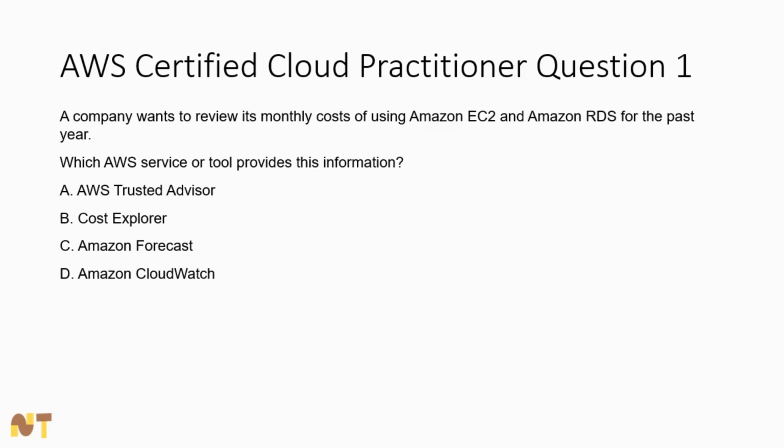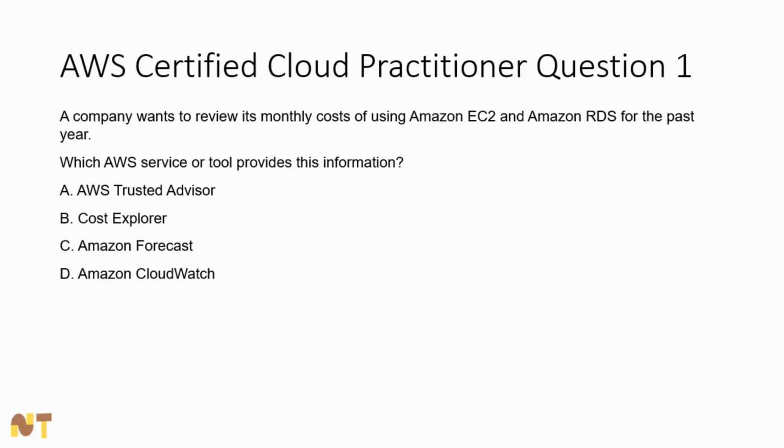Trusted Advisor inspects your AWS environment and provides recommendations for the best practices. This is not helpful in reviewing monthly cost. Cost Explorer gives you the ability to visualize, understand, and manage your AWS spending and usage over time. As our question is asking for monthly cost for the past year, Cost Explorer is a suitable option for this scenario. Looks like the correct answer is B.